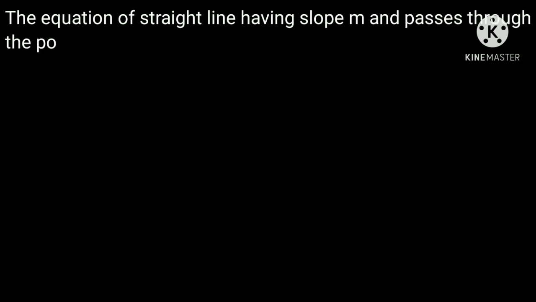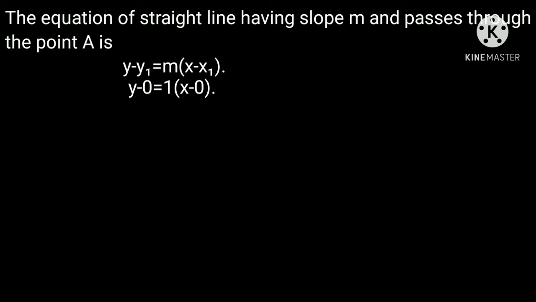The equation of the straight line having slope m and passing through the point A is y minus y1 equal to m into x minus x1. Here we substitute x1, y1 and slope m values, then y minus 0 equal to 1 into x minus 0, that is y equal to x.